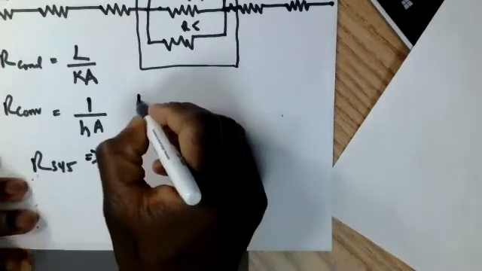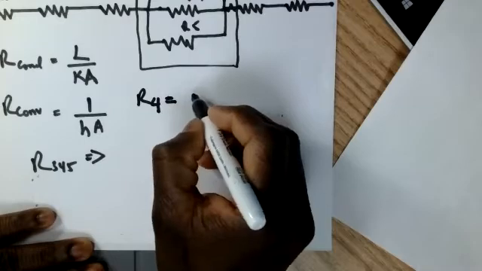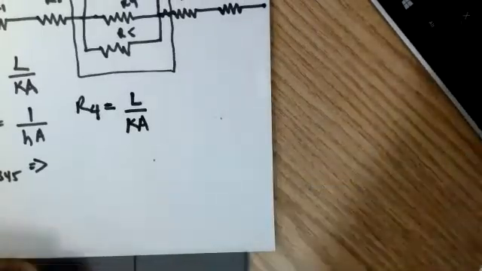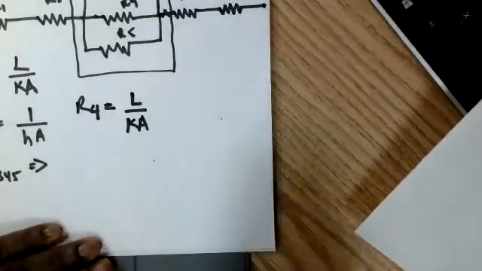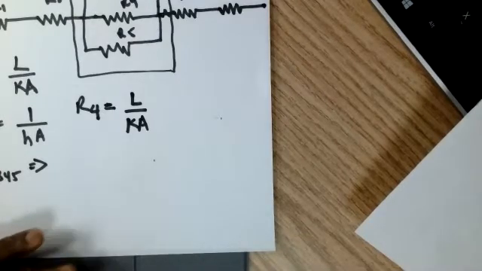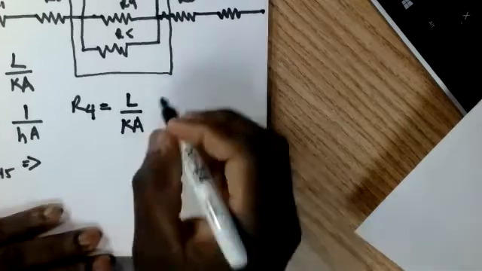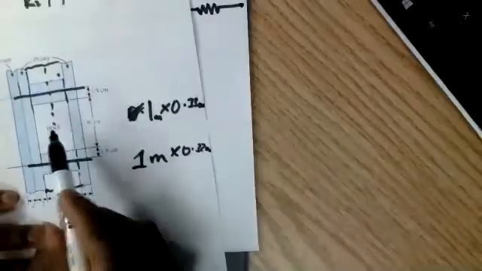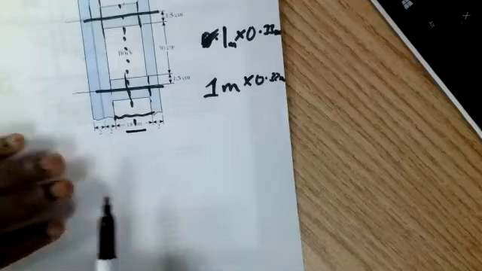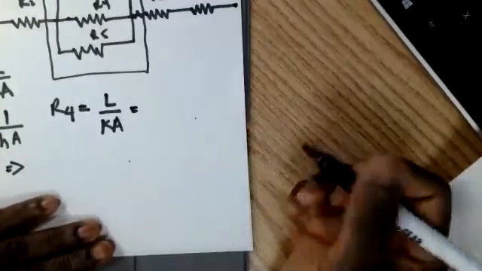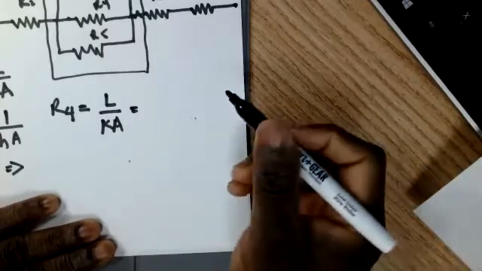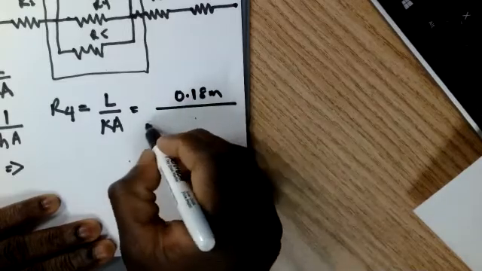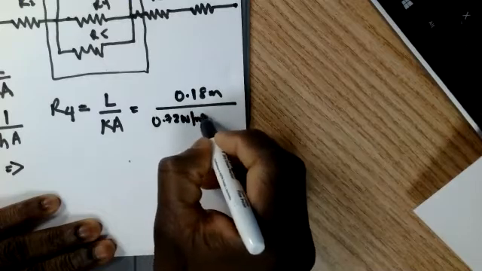So for R4, I'll write this here. Equal to the length of the brick divided by K multiplied by A. And we have been given K in the question for the brick to be 0.72 watts per meter degree Celsius. So if we do that now, remember that we have been given the length of the brick to be 18 centimeters, right? 18 cm is the length of the brick. I'm going to convert that to standard units because everything has to be in the same units, and that will simply give us 0.18 meters. And then divide that by 0.72 watts per meter degree Celsius.